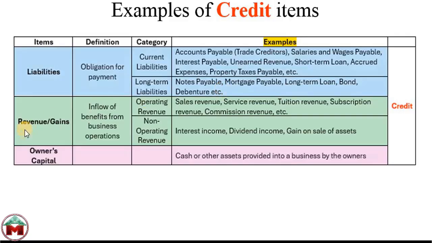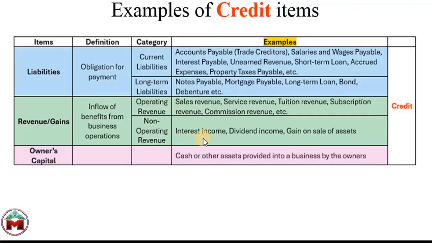Okay, as you can see, revenues. What is revenues? Revenues indicate the inflow of benefits by doing business activities. I mean, whenever there is an inflow of benefits by doing the business or business operations or business activities, these are known as revenues and gains. Operating revenue indicates the sales revenue, service revenue, tuition revenue, subscription revenue, commission revenue, interest revenue. These are the examples of operating revenue. Normally revenues are known as credit items.